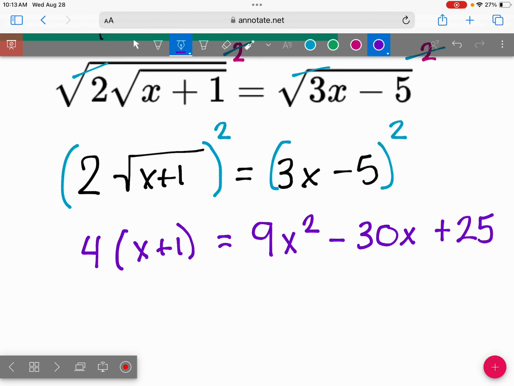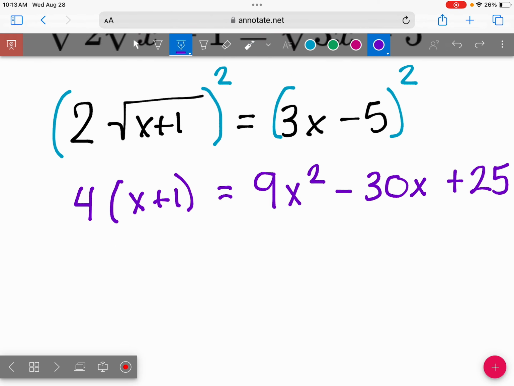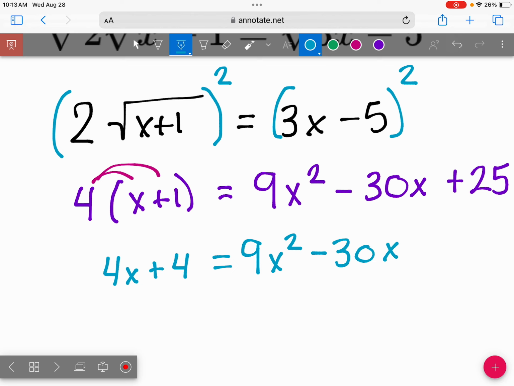Questions on that step? What should we do next? Distribute the 4. That's why I wanted to do one like this, because sometimes our instinct is too much. So this is going to give us 4x plus 4 equals that hot mess of a friend. Are we still setting it equal to zero? If you want to do it completing the square style, you absolutely can. It's going to be a lot though, because we're going to wind up with some weird fractions.